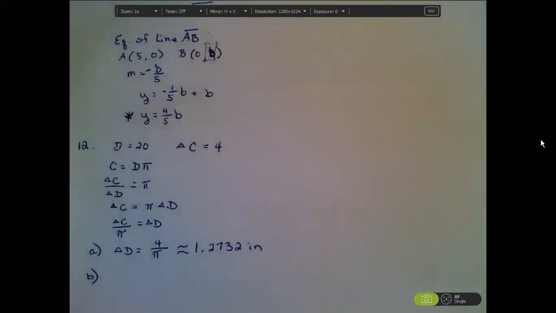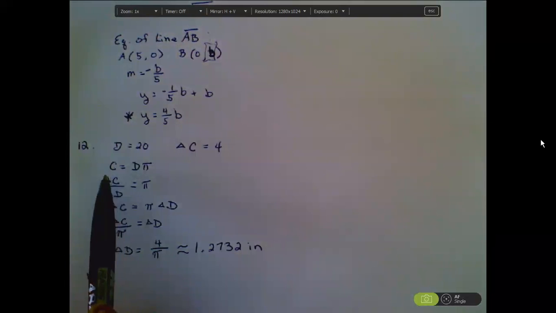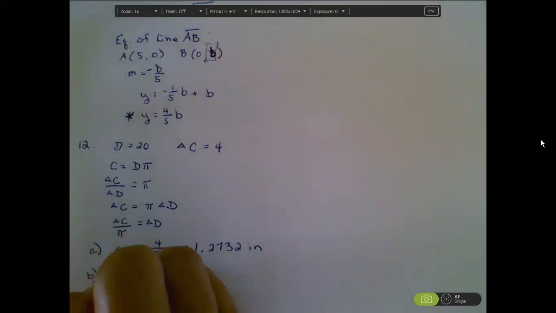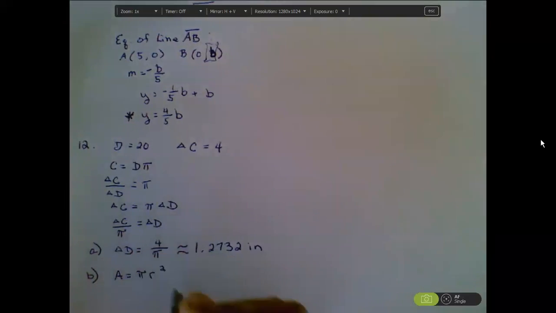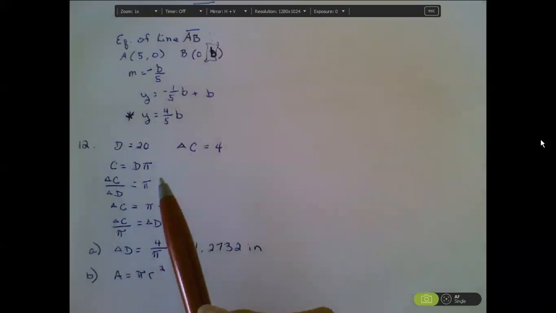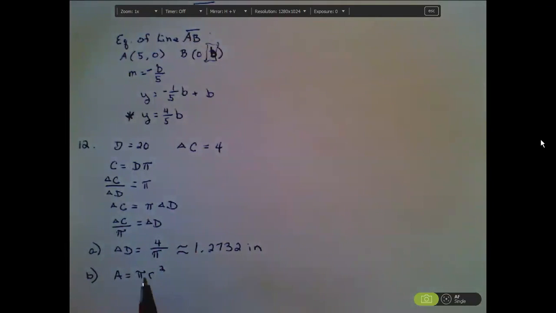Okay, so the B part says the estimated change in area. All right, so instead of a formula for circumference, we need a formula for area, and we know that area equals pi r squared. But the thing is, we don't know anything about r. We only know stuff about C and D. So is there a way I could get this formula in terms of, well, since I'm given delta C, is there a way I can get this formula in terms of C instead of r?